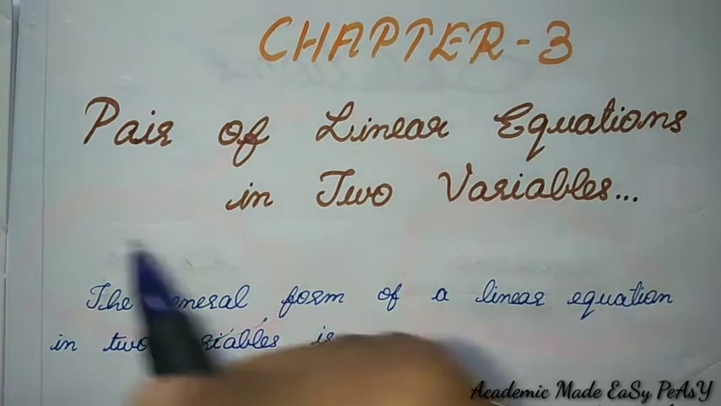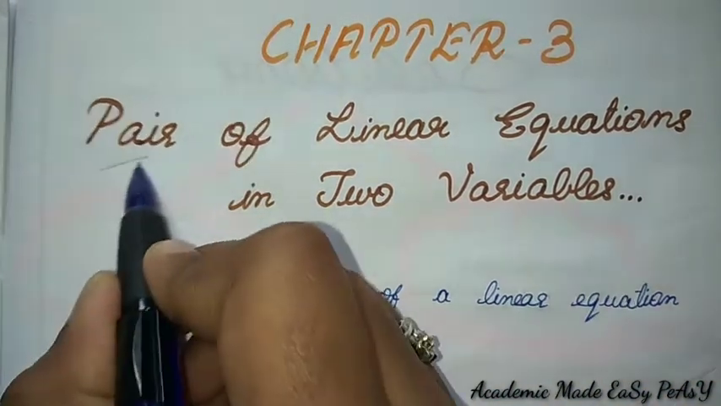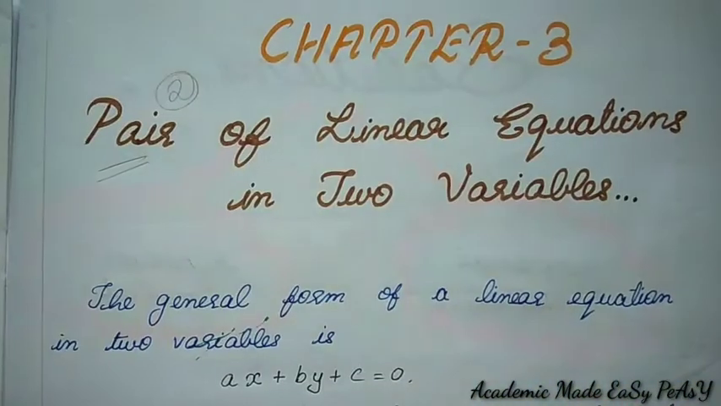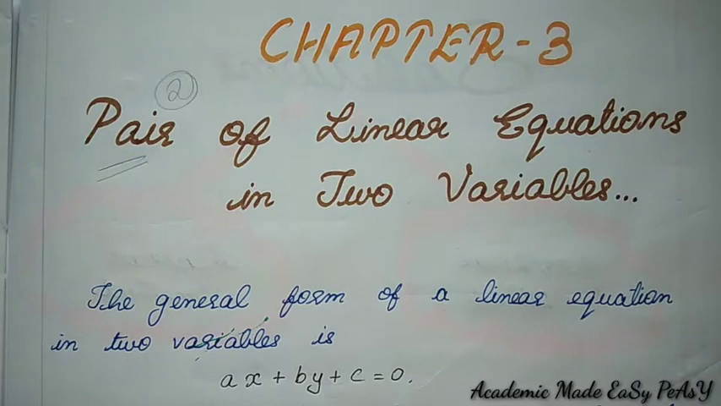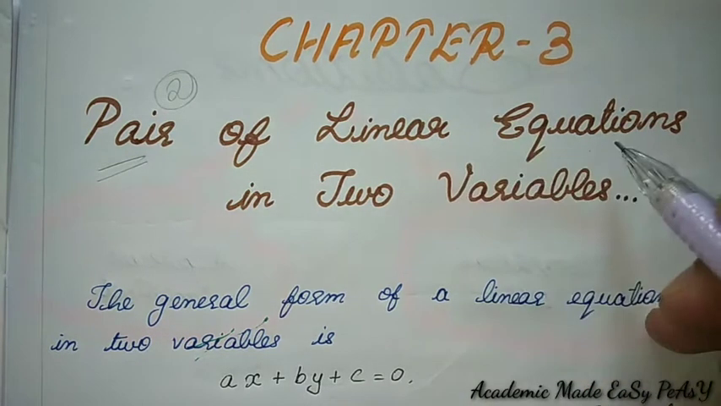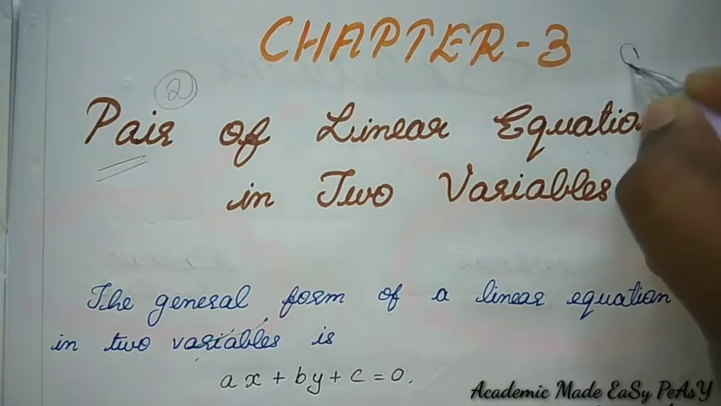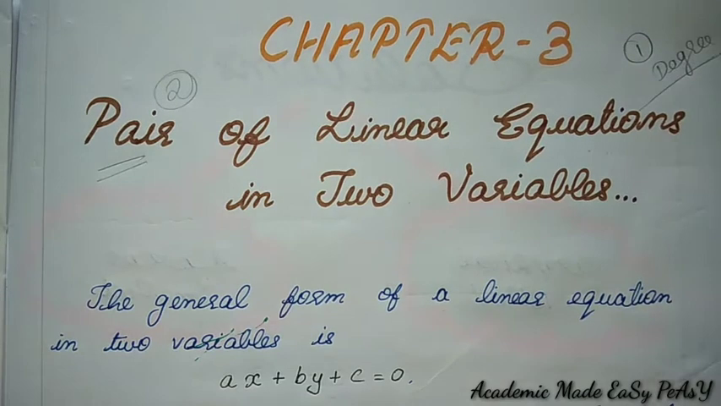So here, pair of linear equations. What is a pair? A pair means two, isn't it? Two is called a pair. So, of linear equations, in the previous chapter, that is polynomials, I have taught you what is a linear equation. Linear equation means the highest power of the variable is 1. That is, the degree is 1 for the equation. Then it is called a linear equation.